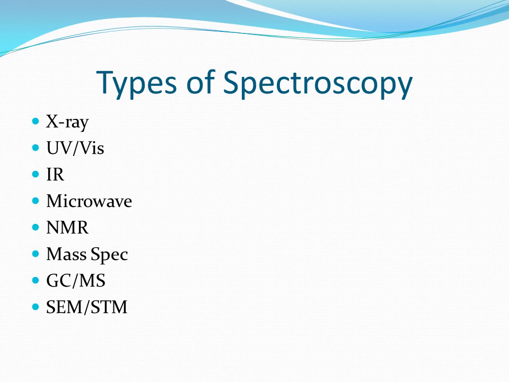Then you have gas chromatography mass spec. So with gas chromatography, we can use a gas cell to heat up molecules to get them into the gaseous state. Then we can send them through a mass spec.